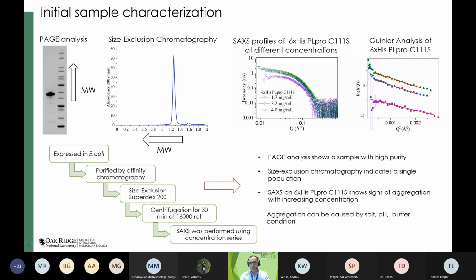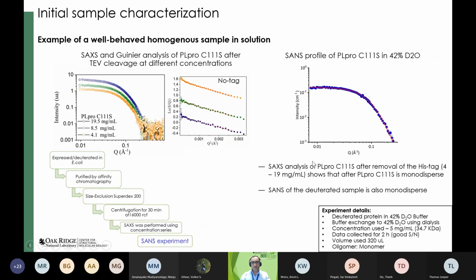In this case, the main issue was that we had the sample in good buffer and good salt conditions, but the His tag, which was used to purify this protein, was causing the aggregation. We thought that we could leave the His tag there, but this was not the case. So we removed the His tag from the sample, and then we got monodisperse profiles, going up to 8.5 milligrams per ml, which is a very high concentration.